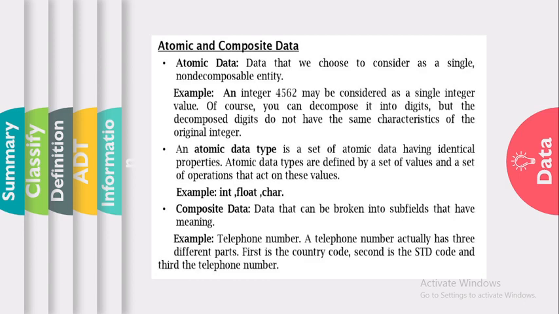Atomic data types are defined by a set of values and a set of operations that act on these values. Example: int, float, char.